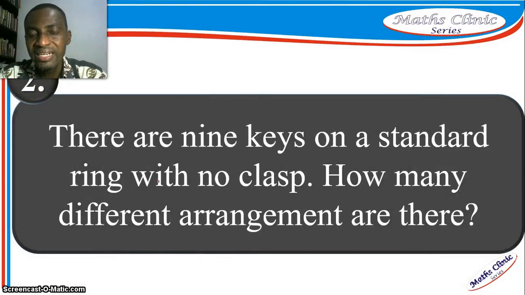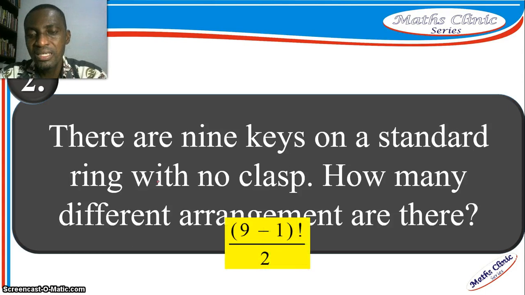Then there are 9 keys on a standard ring with no clasps. How many different arrangements are there? 9 keys. Good. I'm sure once again it will be 9 minus 1 factorial divided by 2 because this is a ring. Our next question is a bit detailed, so we'll leave that for the next video. So call it part B of this.